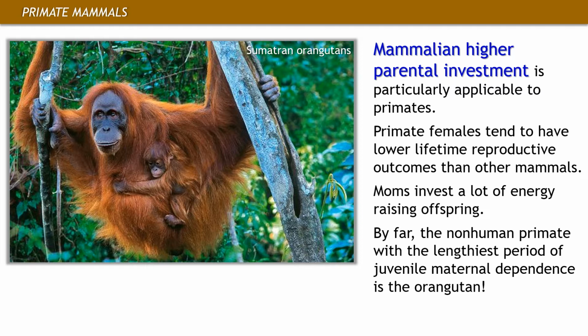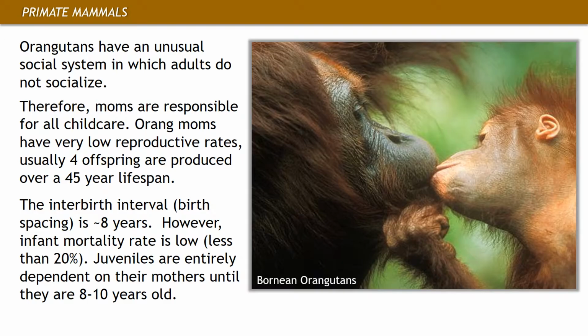Mammalian higher parental investment is particularly applicable to primates. Primate females tend to have lower lifetime reproductive outcomes than other mammals. Moms invest a lot of energy raising their offspring. By far, the non-human primate with the lengthiest period of juvenile maternal dependence is the orangutan. Orangutans have an unusual social system in which adults do not socialize with each other. Therefore, mothers are responsible for all child care.